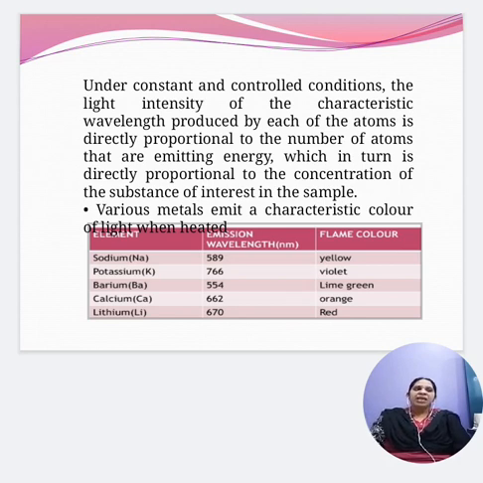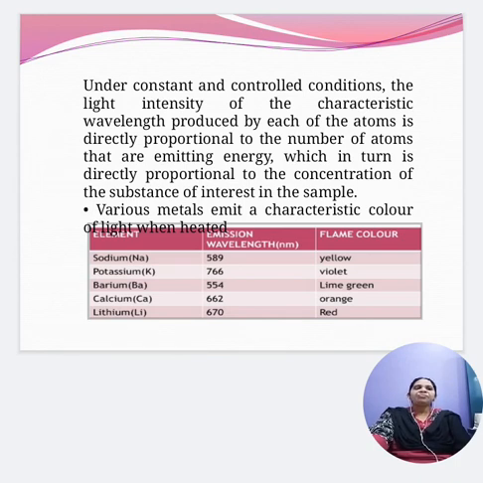Various metals emit a characteristic color of light when they are heated. What are those characteristic colors? Flame photometry is most commonly used for identification of 5 elements. The most commonly used elements are sodium, Na, potassium, K, barium, Ba, calcium, Ca, and lithium.